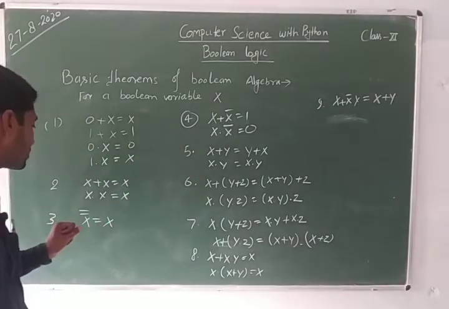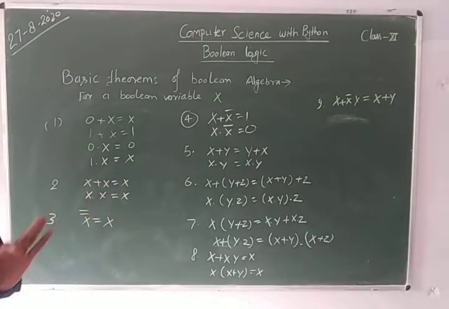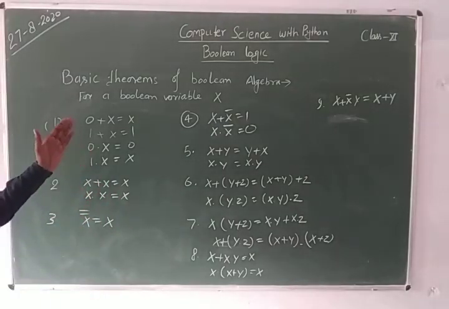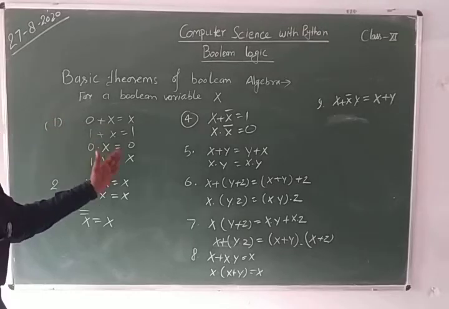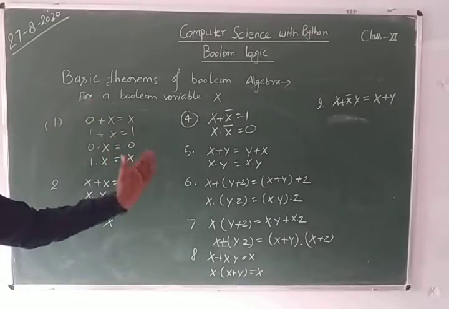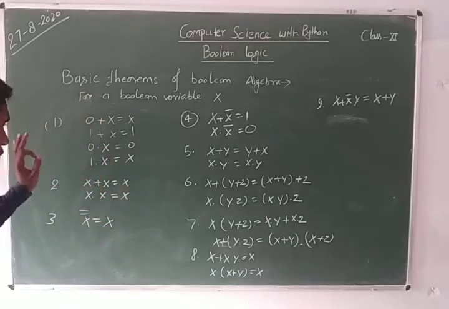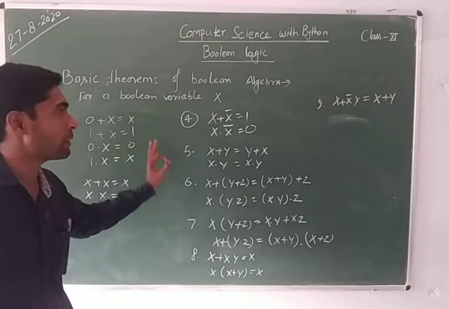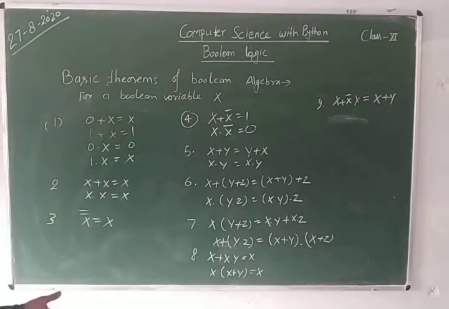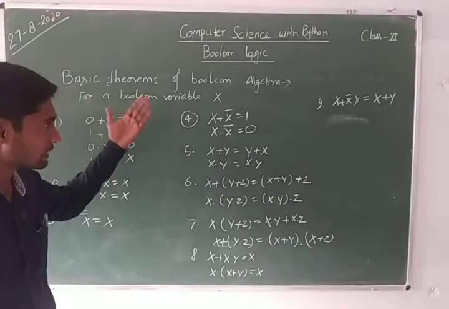These are necessary while proving and verifying a Boolean expression. Without these theorems and postulates, you cannot justify or verify the Boolean expression. So you need to remember them. You can prove them with the help of Boolean postulates as well as with the help of truth table.